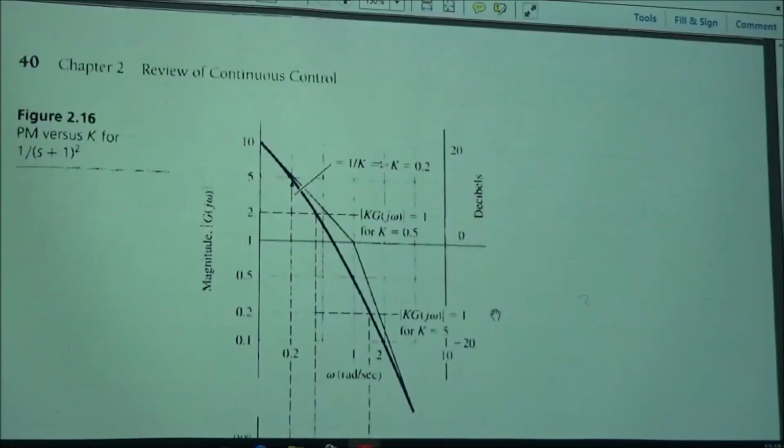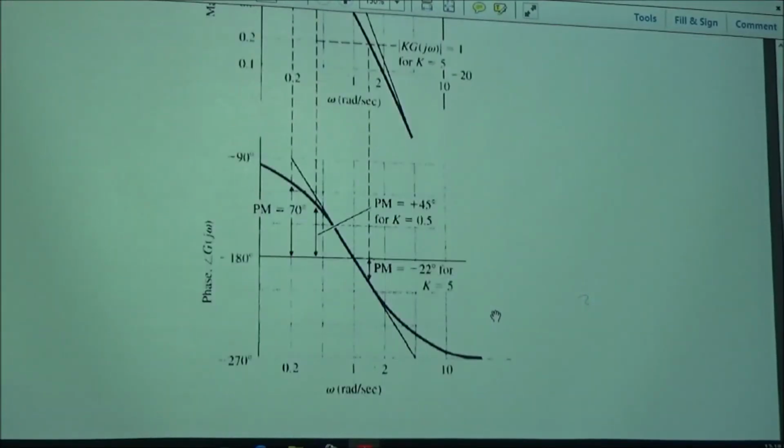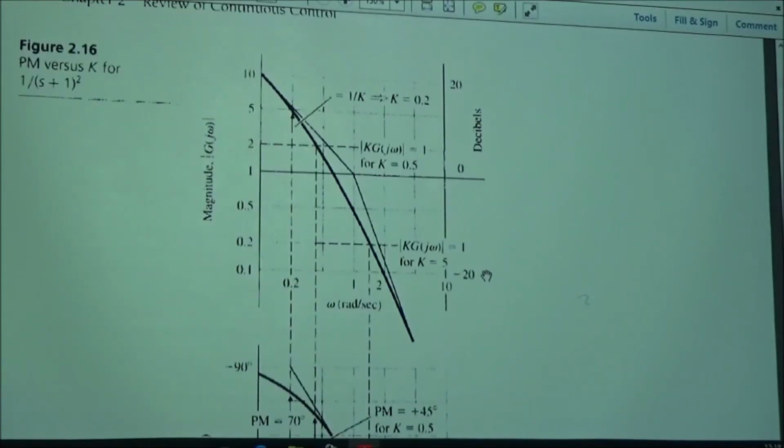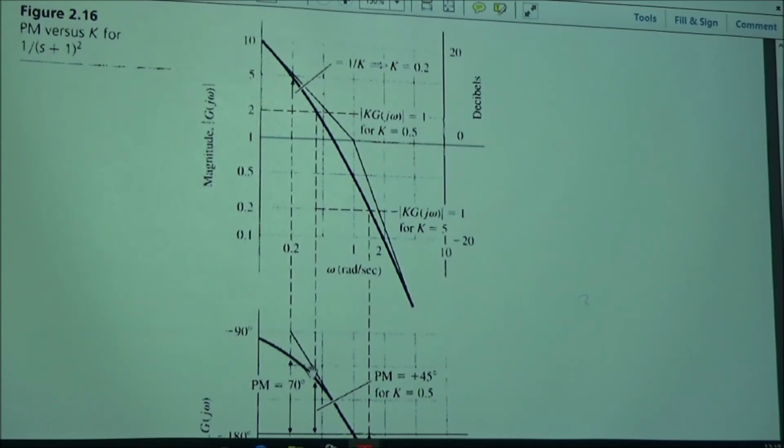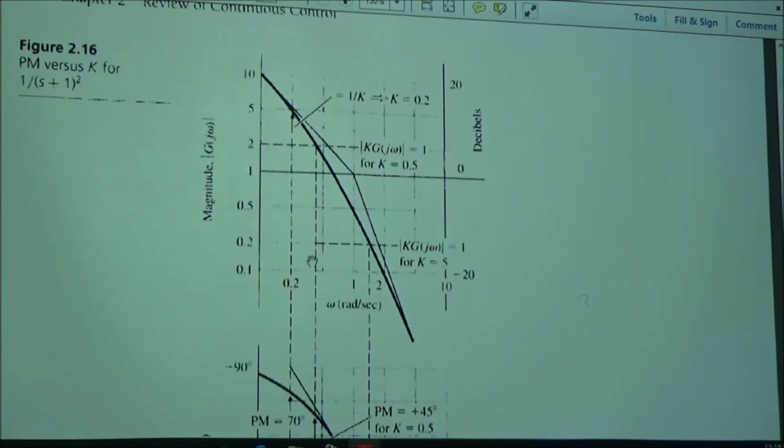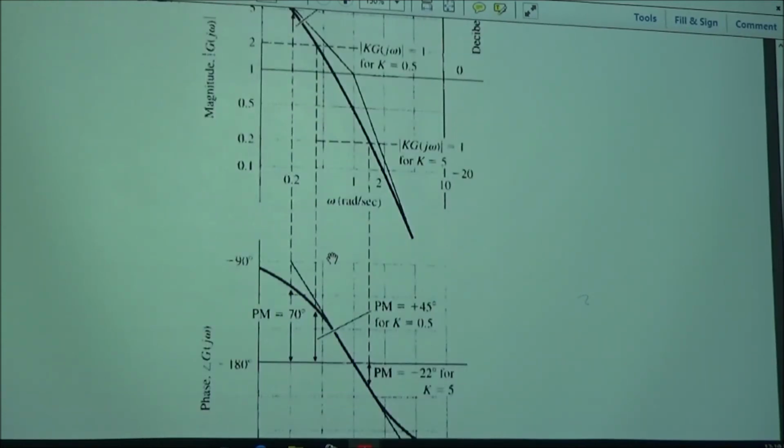2.16, let's say, here. At a gain of 5, you come down here and you have 70 degrees phase margin. Now, if you keep increasing the gain of the system, you reduce the phase margin.